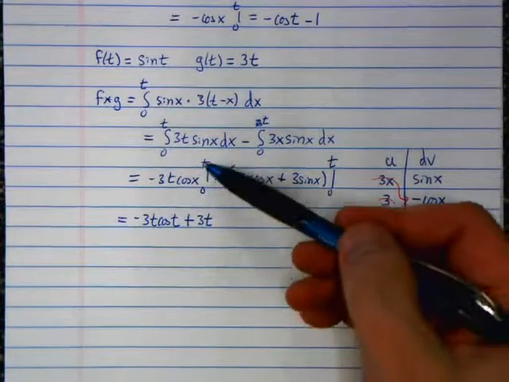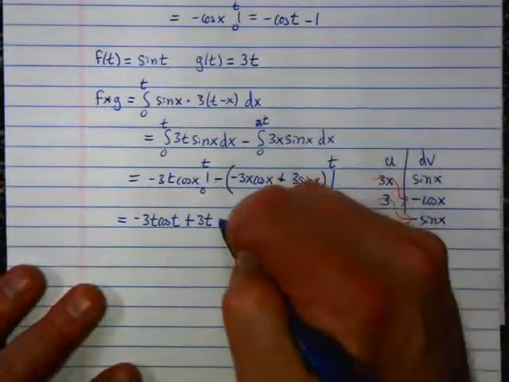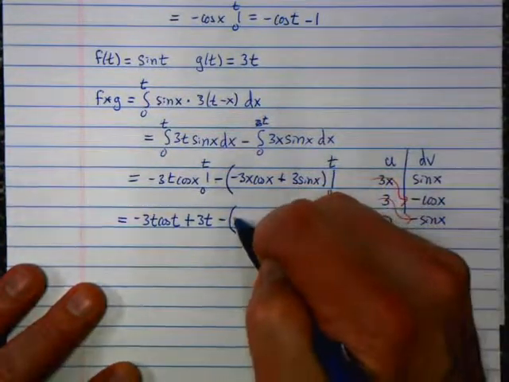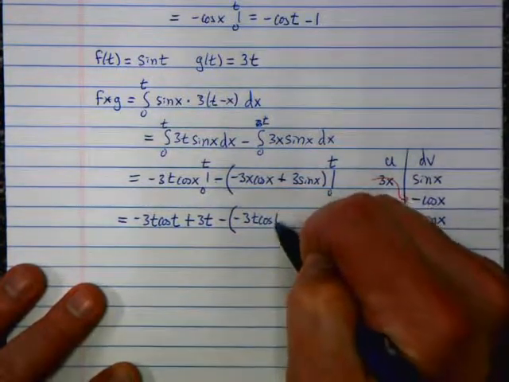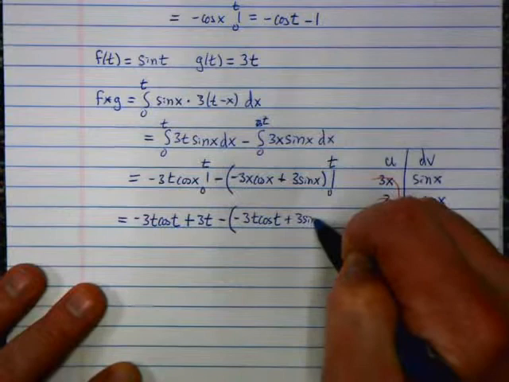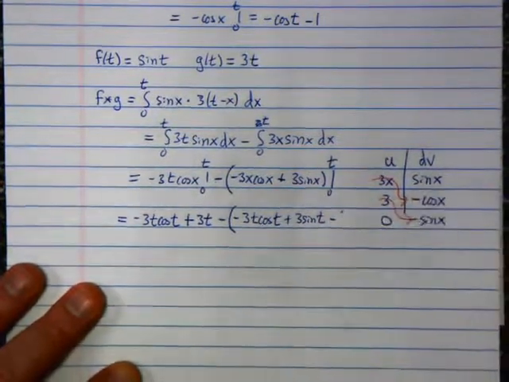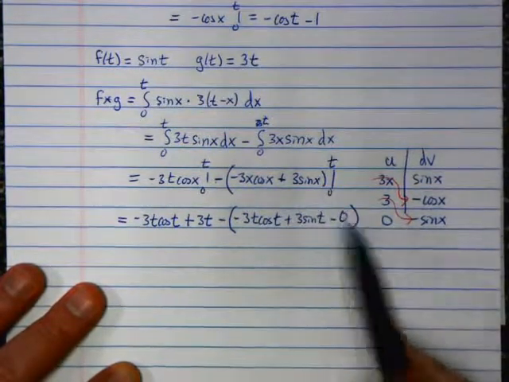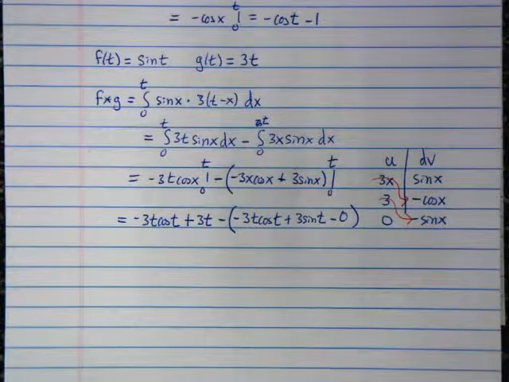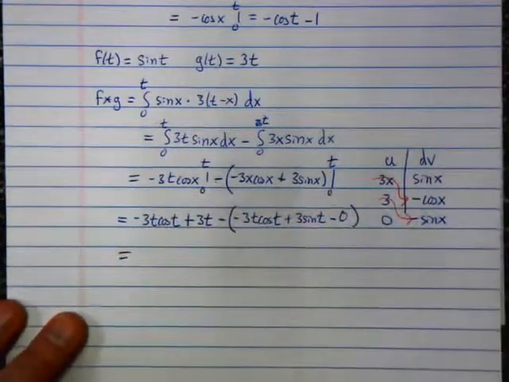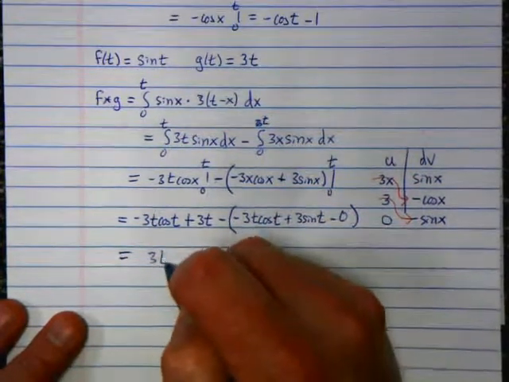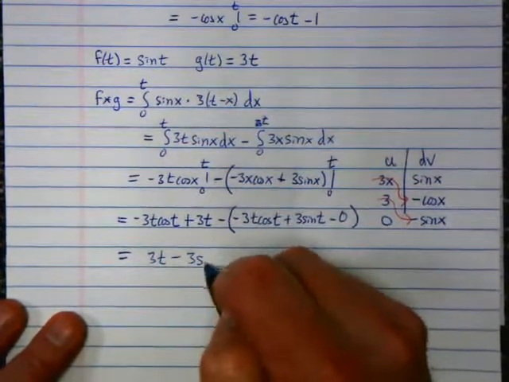So I plugged t and 0 into the first piece. Minus, I plug in t, I get negative 3t cosine t plus 3 sine t minus, when I plug in 0, that works out really well because I get 0 there. Sine of 0 is 0, so when I plug in 0 there, I just get 0. It looks like my final answer is, combining like terms, 3t minus 3 sine t.